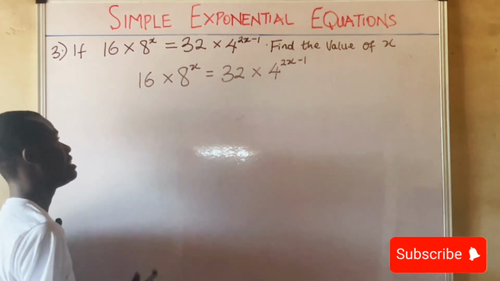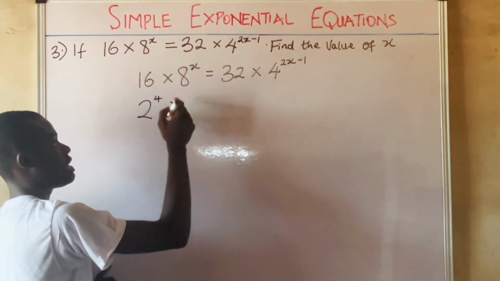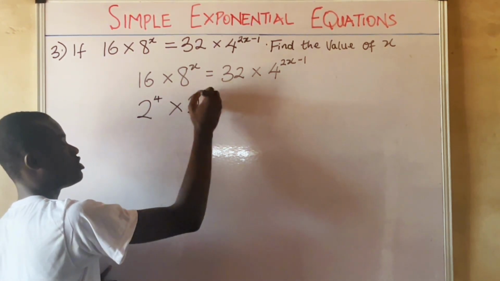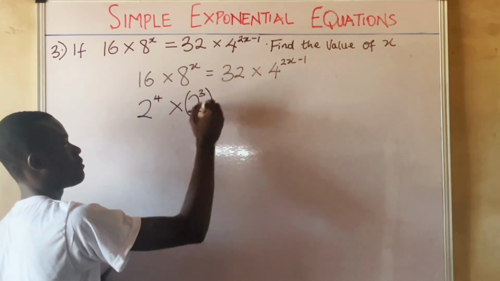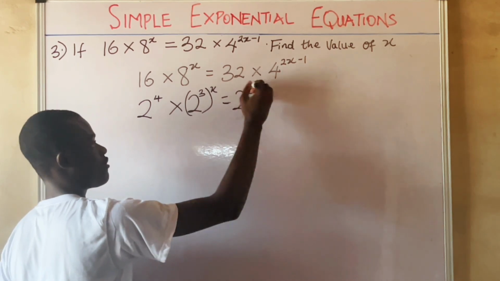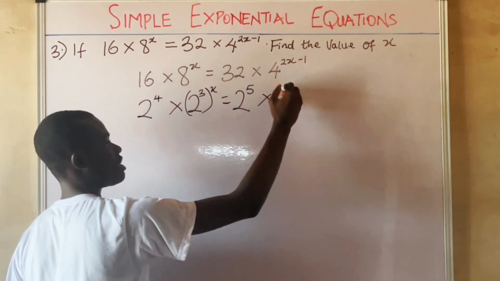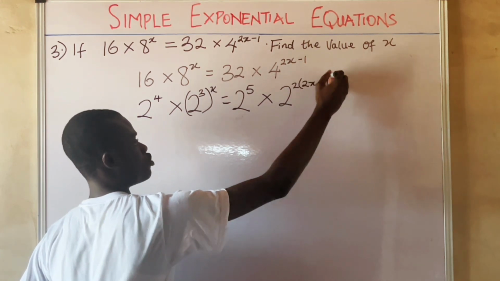Now 16 is the same thing as 2 raised to the power of 4, times 8, the same thing as 2 raised to the power of 3, because 2 raised to the power of 3 equals 8. There's an x outside. 32 is the same thing as 2 raised to the power of 5, times 4, which is the same thing as 2 raised to the power of 2. There is a 2x minus 1.